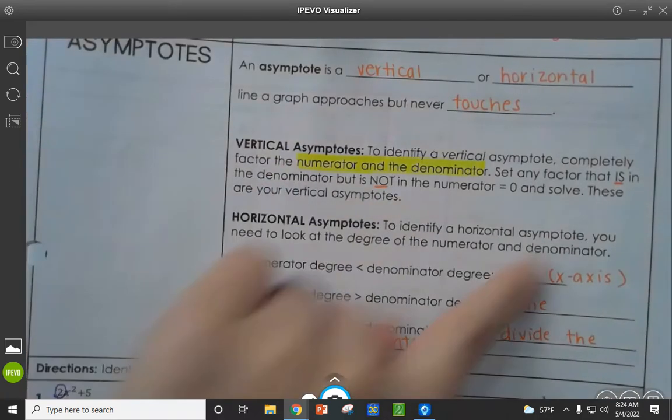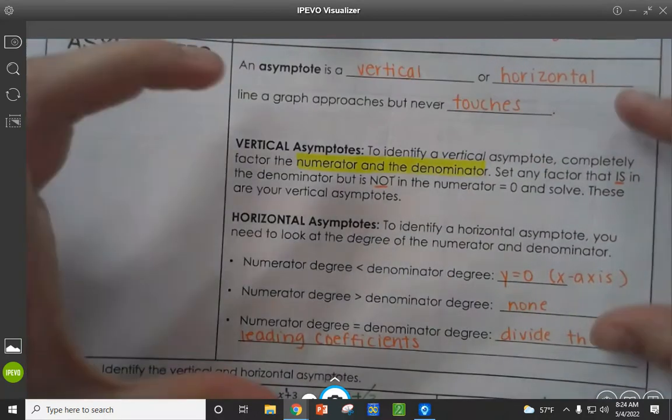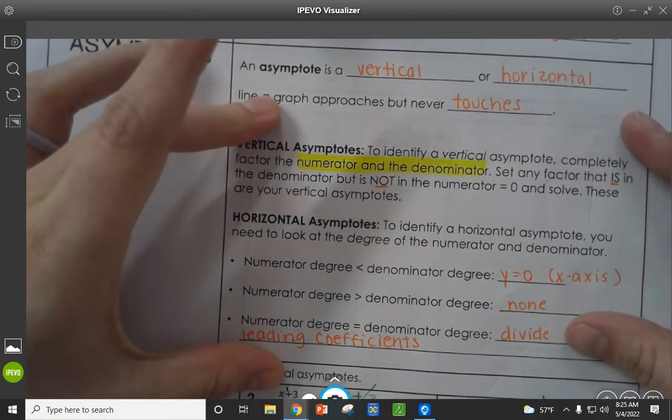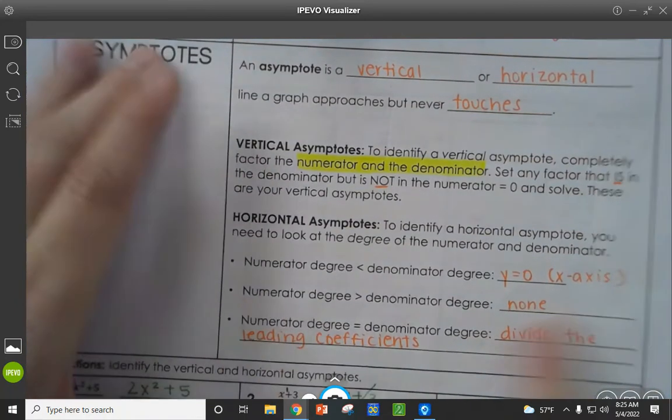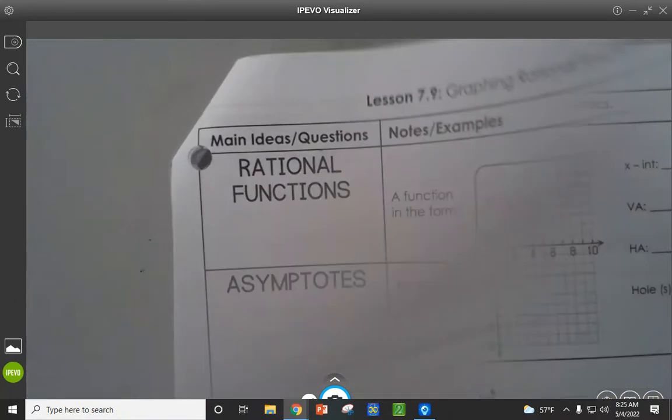And again, I won't give you this exact thing right here, but I will give you basically that on the test.